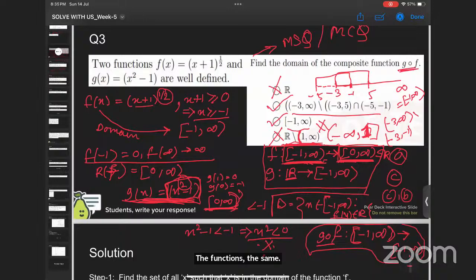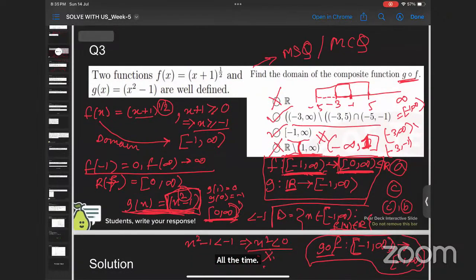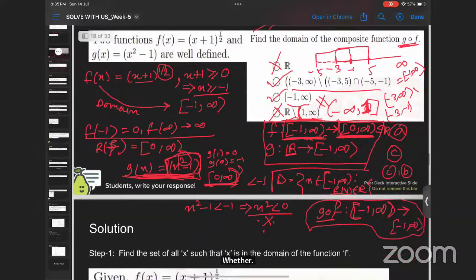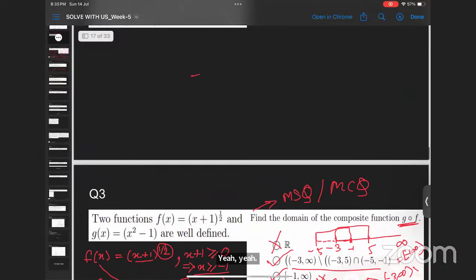Here we have G compose F. So G compose F and F compose G are not the same all the time. No, I am talking about this particular question. You want to know whether F compose G is the same? Yeah. We can calculate it and check it.